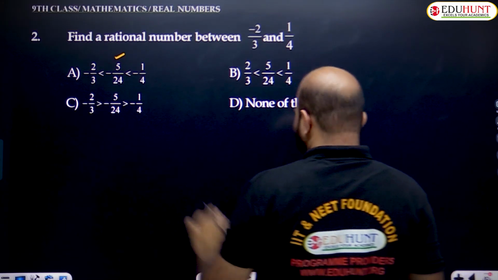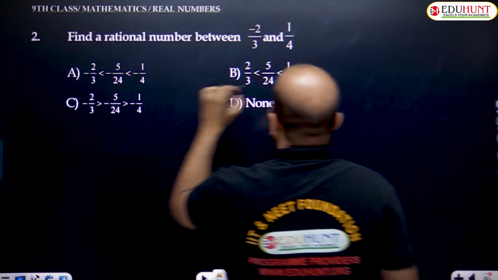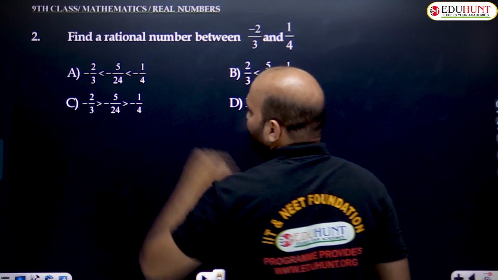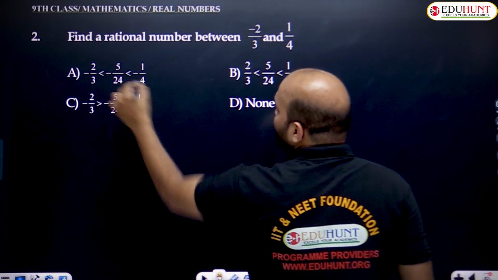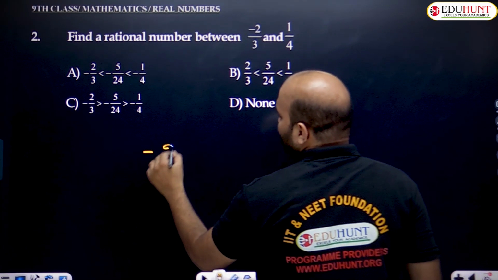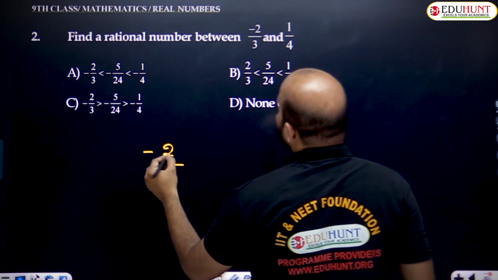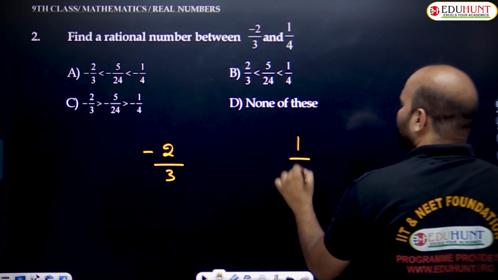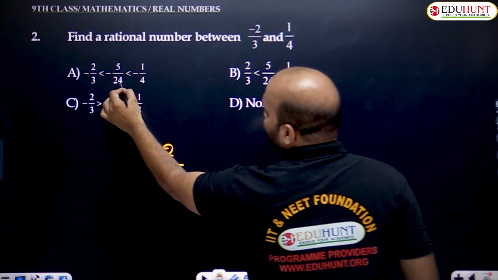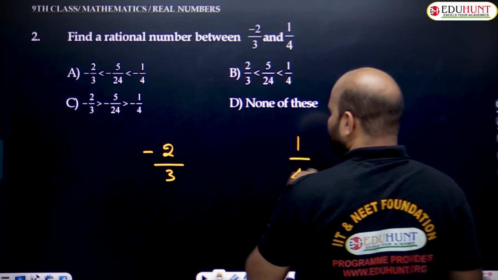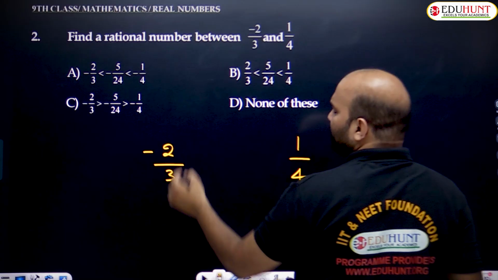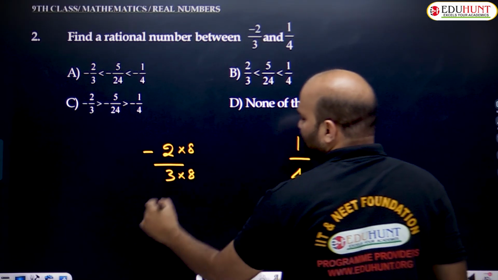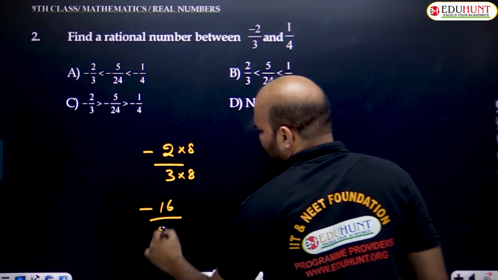Here what I am given between the numbers is -5/24. So first, the denominator 24 appears. Nothing but what I am given, the extreme numbers, -2/3, one of the rational numbers, and the last number 1/4. In the denominator I am given 24, so the denominator can be converted into 24. Nothing but 3 how many is 24? 8. So both sides multiplied by 8. It can be written as -16/24.